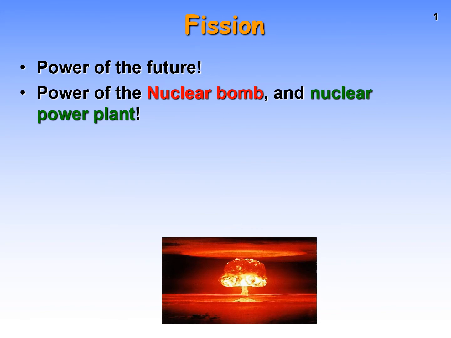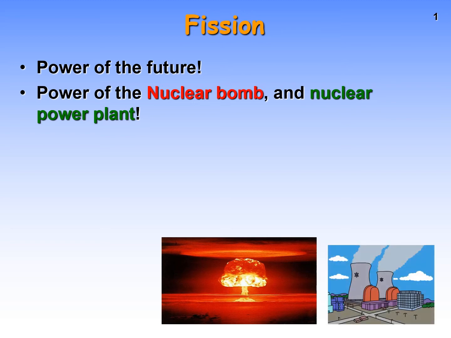It's the power of the nuclear bomb and the nuclear power plant. Nuclear bomb being probably one of the most atrocious uses of science ever, a horrible thing. And the nuclear power plant, I would argue, is probably one of the only ways we're going to be able to supply enough energy if we try to get away from fossil fuels due to their climate change issues. Nuclear power is greenhouse gas neutral, so it does not affect climate change, which is very useful. However, it does have its pros and cons.